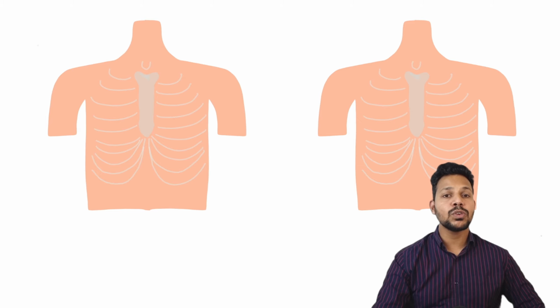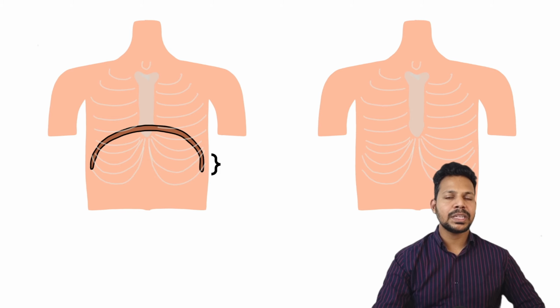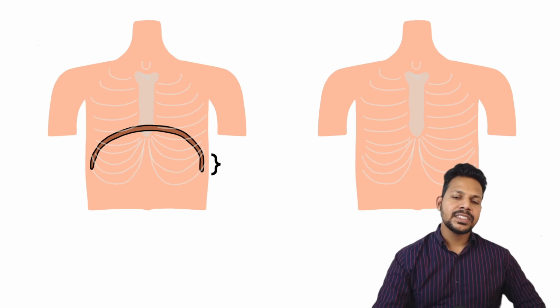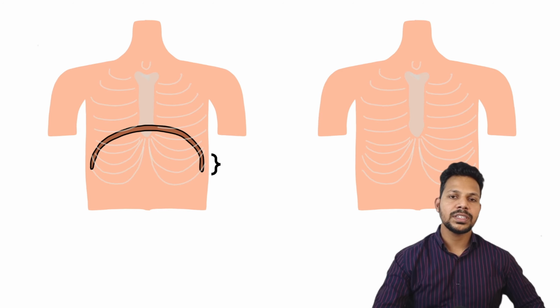We are discussing the Hoover sign. So this is a normal diaphragm, and here is the zone of apposition. Zone of apposition is nothing but the peripheral areas of the diaphragm attaching to the lower rib cage on the inner side. What happens when the patient inspires air? This dome-shaped diaphragm becomes flattened. That is what should actually happen when the patient inspires air.